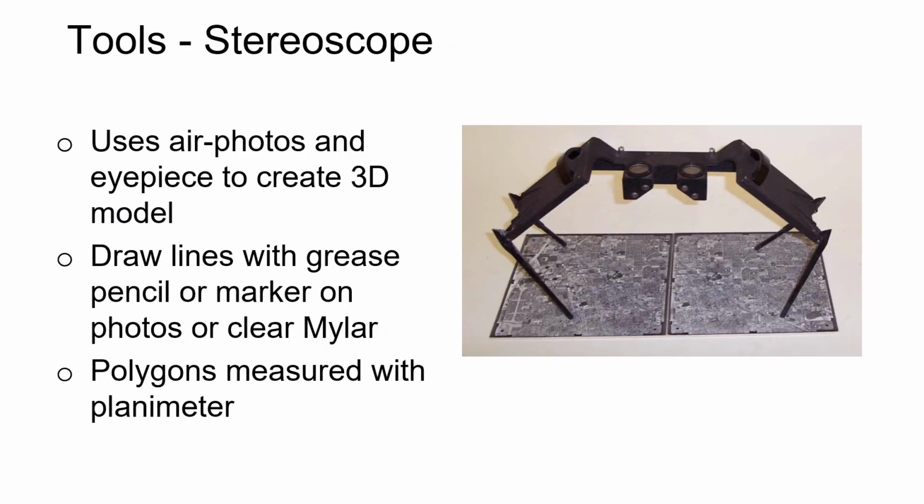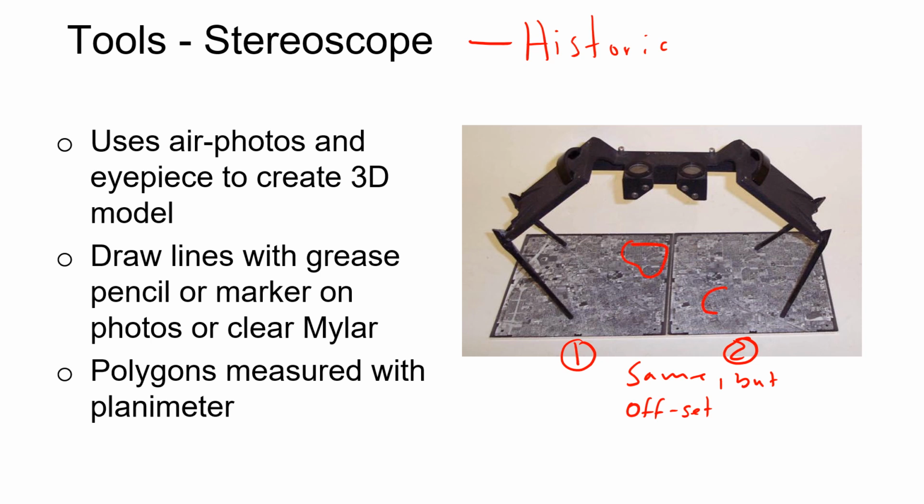What we do in soil mapping is we have different tools, and some of these are historic tools. I'll just add that this is an historic tool that we don't really use anymore, but it's important to know what this is and how it works. We use air photos and an eyepiece to create 3D models. This is a stereoscope. The stereoscope is the eyepiece, and so you have two images. So you have 1 and 2 that are the same, but offset a little bit. And when you look through the eyepiece, the stereoscope, it creates a 3D image, and you draw lines with a grease pen or marker on photos or Mylar to sort of delineate polygons.